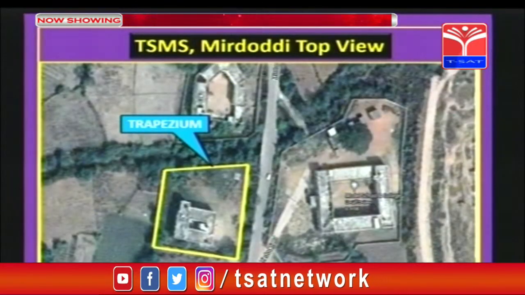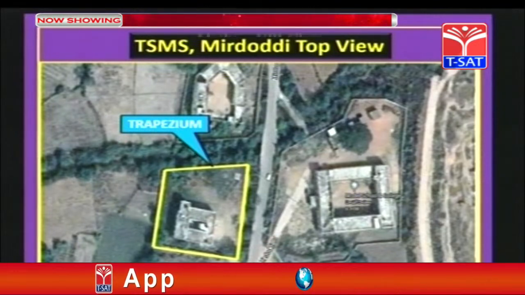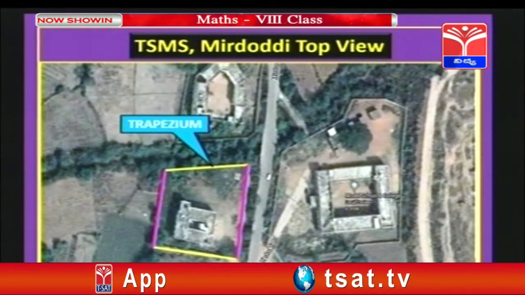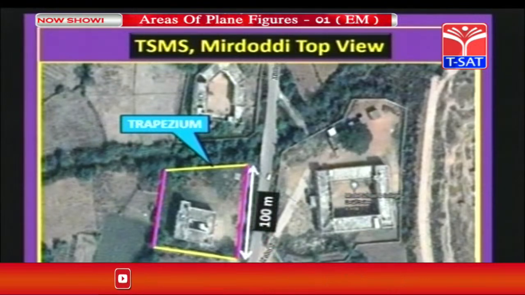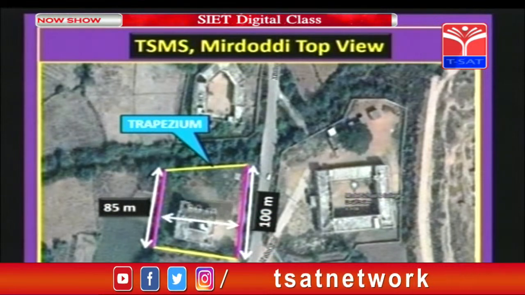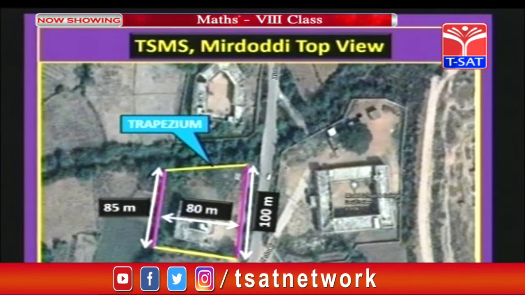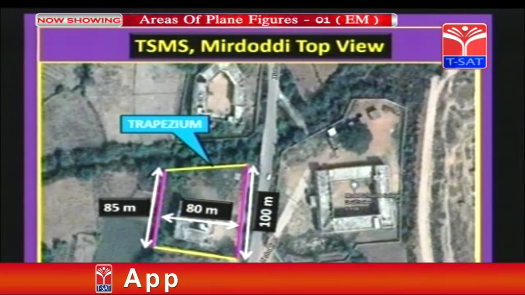Okay children, let us see. Now we have already seen this image, children. So that is our hostel. It is in the shape of a trapezium, in which one pair of opposite sides are parallel, and the lengths of the parallel sides are 100 meters and 85 meters, whereas the distance between the parallel sides is 80 meters. Now let us find the area of the hostel.